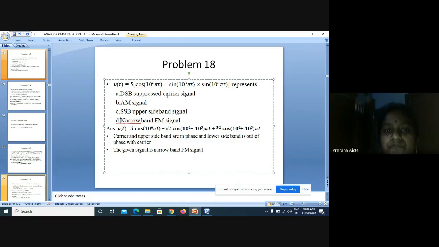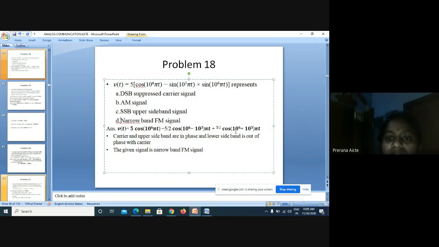In order to find this, first we can write V of t equal to 5 into cos of 10 power 6 pi t minus the product term. This is in the form of sin A sin B. What is sin A sin B? It is 1 by 2 into cos of B minus A, plus 1 by 2 into cos of A plus B.